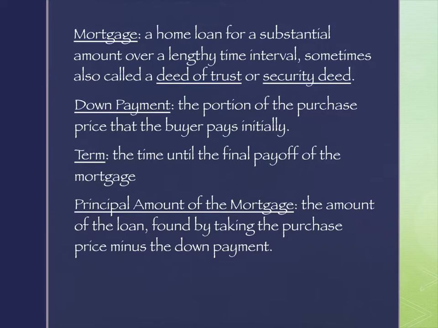Down payment. Down payment is the same thing we talked about before. The down payment is the portion of the purchase price that the buyer pays initially. That's what down payment meant for our refrigerator, and that's what it meant when we did the dishwasher. That's what it means when you do a car down payment. It's all the same. Down payment is down payment.